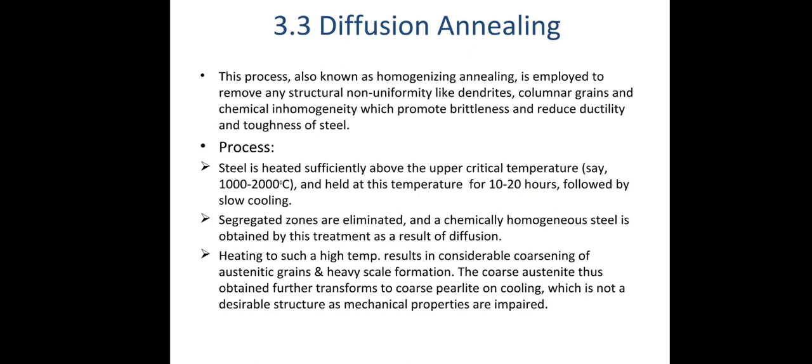Segregated zones are eliminated and a chemically homogeneous steel is obtained by this treatment as a result of diffusion. Heating to such a high temperature results in considerable coarsening of austenitic grain and heavy scale formation. The coarse austenite thus obtained further transforms to coarse perlite on cooling, which is not a desirable structure as mechanical properties are important.